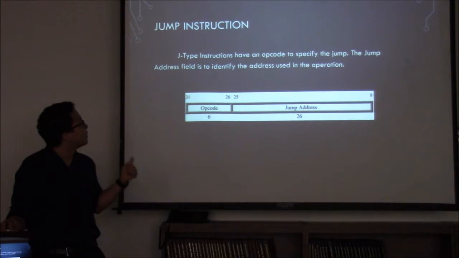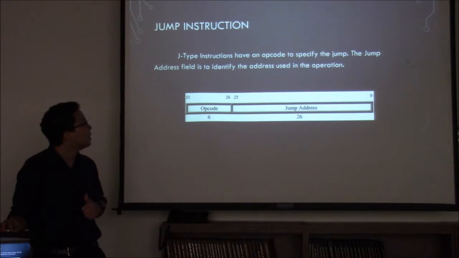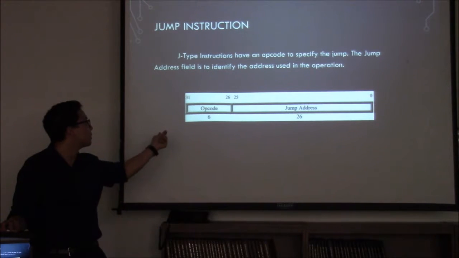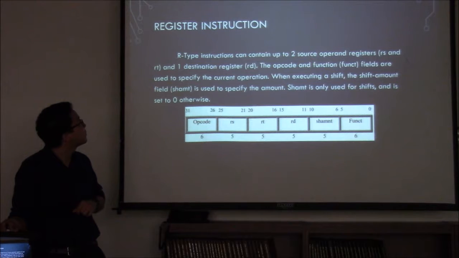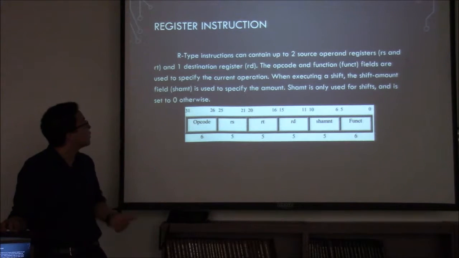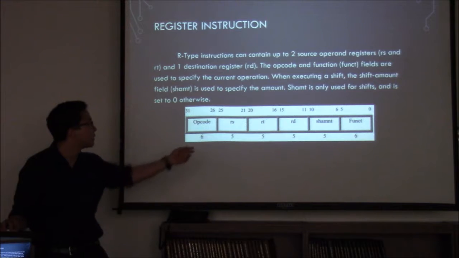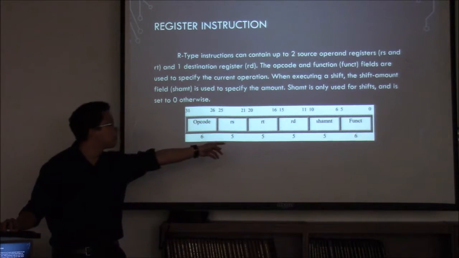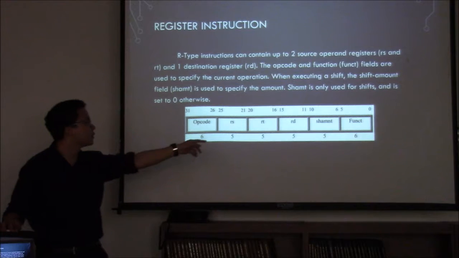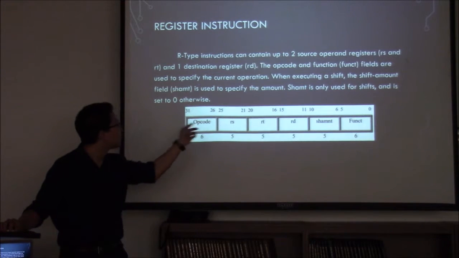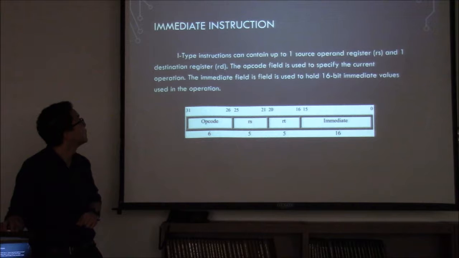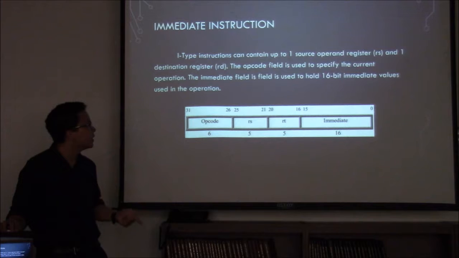Jump instructions. So I'm going to go over the instruction types. I have J-type instructions. They have an opcode to specify the jump, so it's 26-bit, and the first 6 most significant bits are the opcode for jumps. Register instructions. R-type instructions can contain up to 2 source operands, and then a destination register, and there's also the shift amount, and the function and opcode. The immediate instruction has RS and RT, and an immediate 16-bit value that we use.